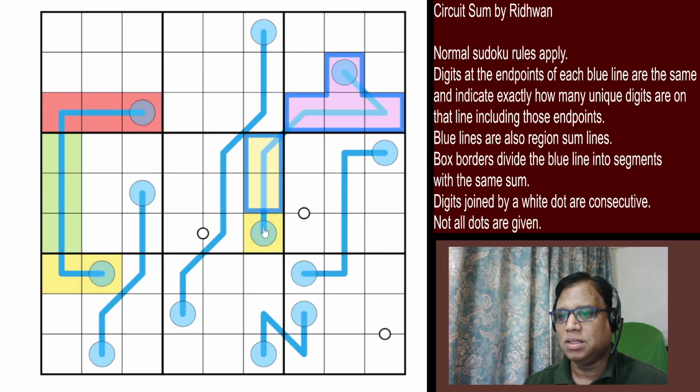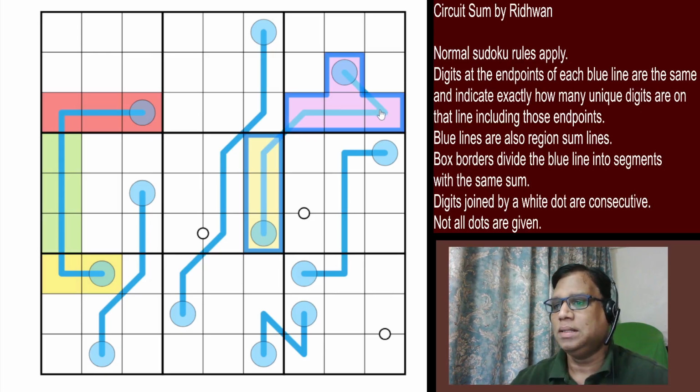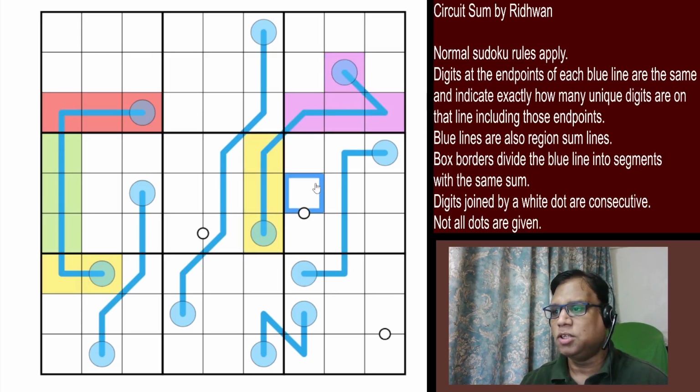Of course, I have seen these lines earlier, but I didn't have this puzzle on my channel. So I thought this is a good puzzle for the channel. It has a medium, 3-star difficulty, and I think a 93% rating. So yeah, people have liked this puzzle. I thought this is a good addition for the channel, by Ridhwan.